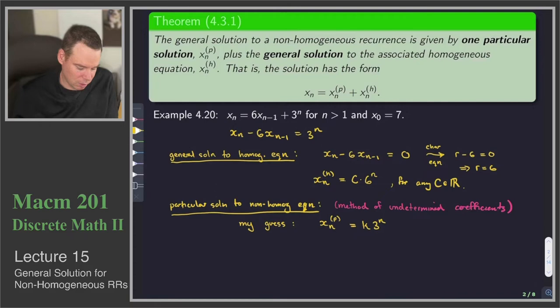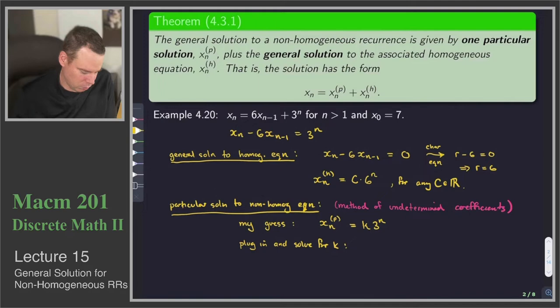So, what is the form of the solution? That's 3 to the n. And I put an undetermined coefficient in front, something that hasn't been determined yet, but I will determine now. So that's my guess. So now we plug in and solve for k. Now remember, where are we plugging it in? We're trying to get a particular solution to the non-homogeneous equation. So that's where we're going to plug it in. We plug it into the non-homogeneous equation.